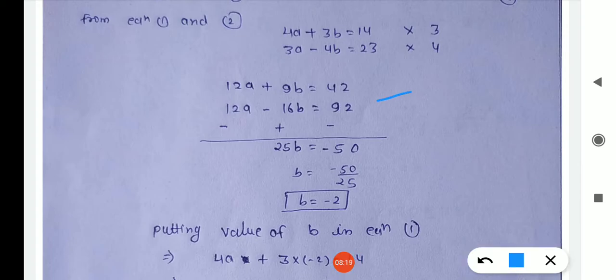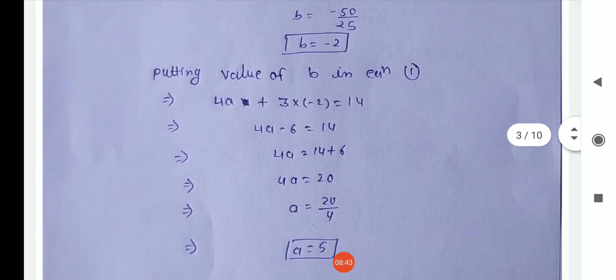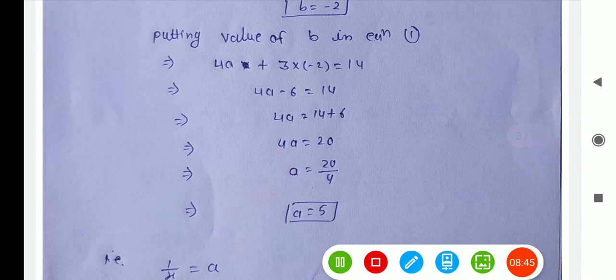So we change signs: positive becomes negative, negative becomes positive and positive becomes negative. So 12a minus 12a becomes 0, 9b plus 16b gives 25b, 42 minus 92 gives minus 50 because the negative value is bigger. So b is minus 50 upon 25, we get b equals minus 2. Now we put b equals minus 2 in equation first to get the value of a.